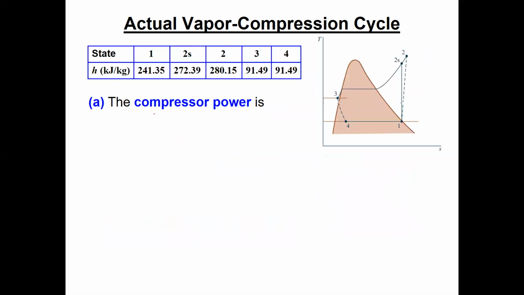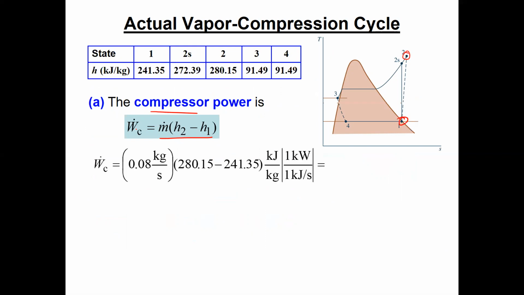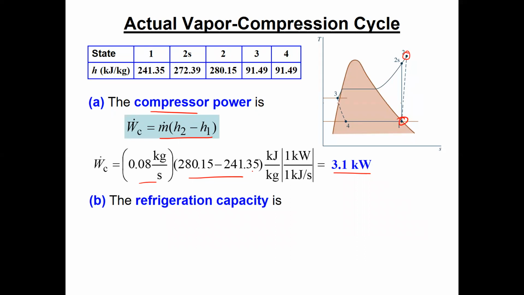The first thing is to calculate the compressor power. This is really straightforward. We have been provided both H1 and H2. So compressor power is simply m dot times (H2 minus H1), mass flow rate times H2 minus H1. We have the values already, so it's just a matter of substituting the numbers, and when we do so, we get a value of 3.1 kilowatt. So it's a reasonable amount of power, not very high, not very low.